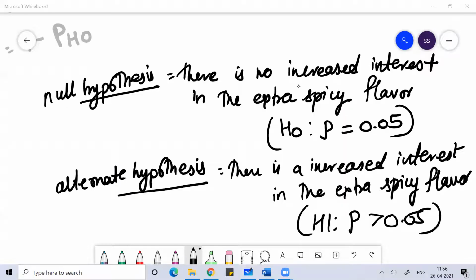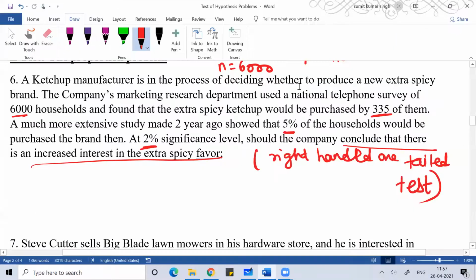Whatever is given in the problem, you will write in the null hypothesis, and the problem will end with a question where they will expect you to do either a one tail test or a two tail test. If they're expecting a one tail test, there's a word like increase or decrease. If they're expecting a two tail test, they will question you in terms of difference. So whenever you read the problem, you need to understand by yourself whether it is a one tail test or a two tail test.